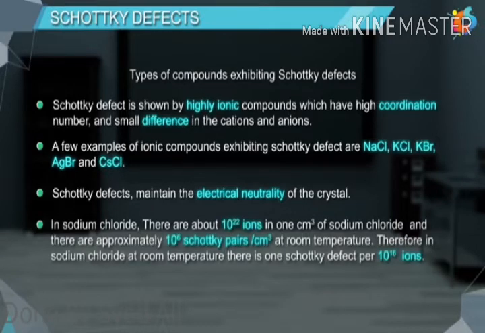Number 4. In sodium chloride, there are about 10 to the power of 22 ions in 1 centimeter cube of sodium chloride, and there are approximately 10 to the power of 6 Schottky pairs per centimeter cube at room temperature. Therefore, in sodium chloride at room temperature, there is one Schottky defect per 10 to the power of 16 ions.